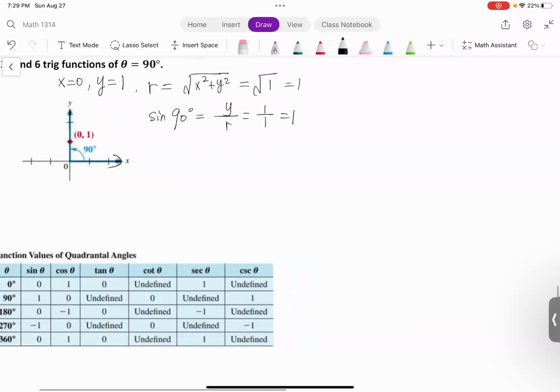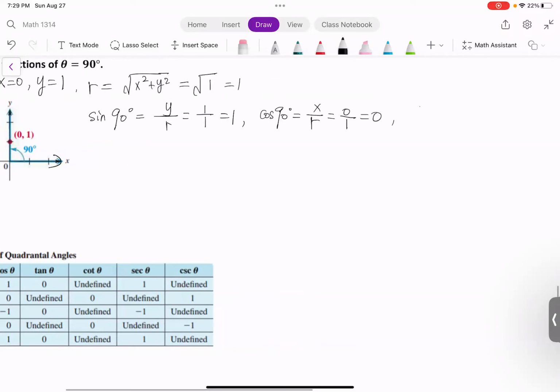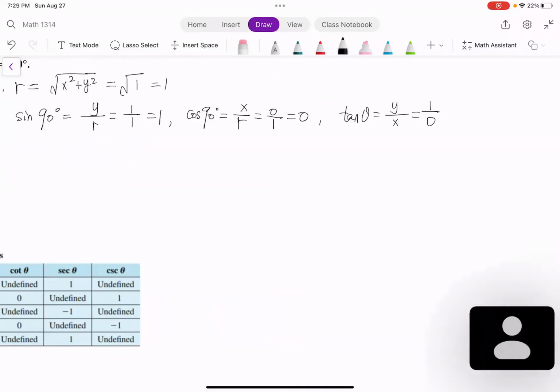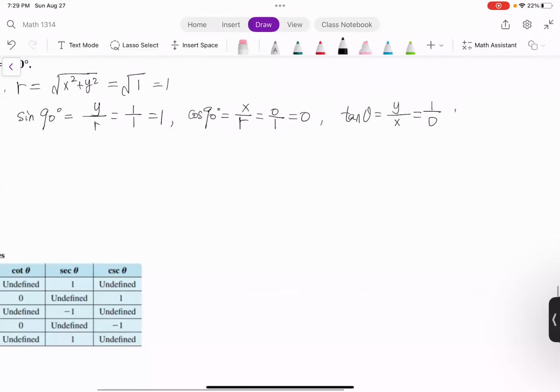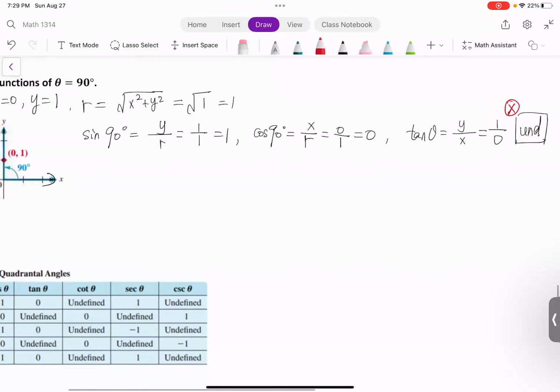Sine 90 is 1. How about cosine 90 degrees? That is x over r. What is x? X is 0. R is 1. So cosine 90 is 0. How about tangent? Tangent theta equals y over x. What is the y? Y is 1. What is the x? X is 0. 0 at the bottom means undefined. We do not have this in the real world, so undefined.